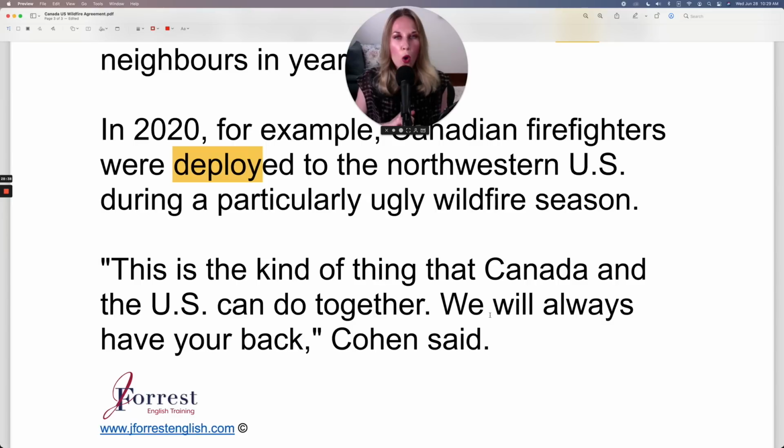We will always have your back, Cohen said. And remember, Cohen is the ambassador to Canada. So he is an American and the US ambassador to Canada. So Cohen is saying we, the United States, will always have your, Canada's, back.